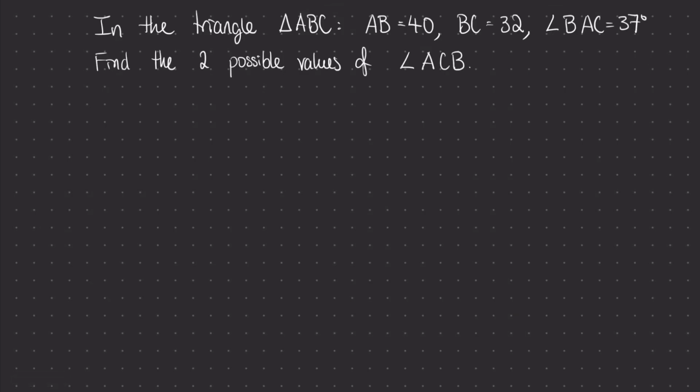Let's have a look at this example here. We're given some information in the question, where the length AB is 40, the length BC is 32, and we're also given the angle BAC is 37. The question also gives us a hint that there are two possible values of the angle ACB. I would suggest having a go at drawing this triangle, see what you can come up with.